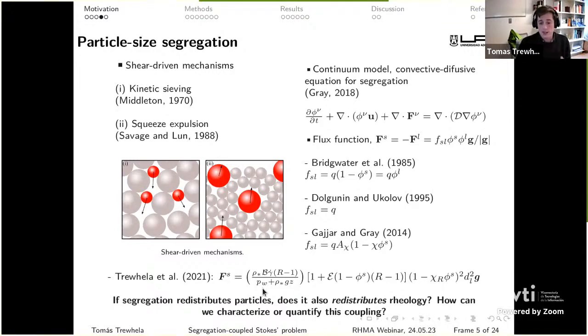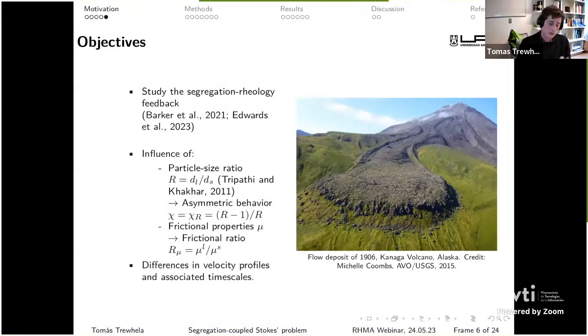But one question is still unanswered: is segregation only distributing particles, or is it also reducing the rheology, the friction within the bulk? And how can we characterize or quantify this coupling? So with all that introduction, the objective of this work is to study the segregation-rheology feedback, or how these two processes are coupled in one single problem.